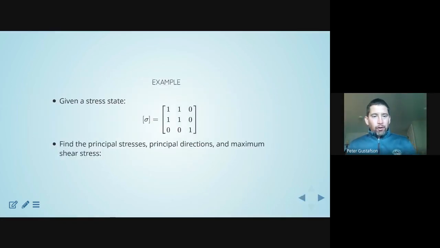Okay, so here we go. I want to do a quick example so that you guys can confidently move forward knowing you know how to do this. The example here: given a stress state, sigma equals [1 1 0; 1 1 0; 0 0 1], find the principal stresses, principal directions, and maximum shear stress.